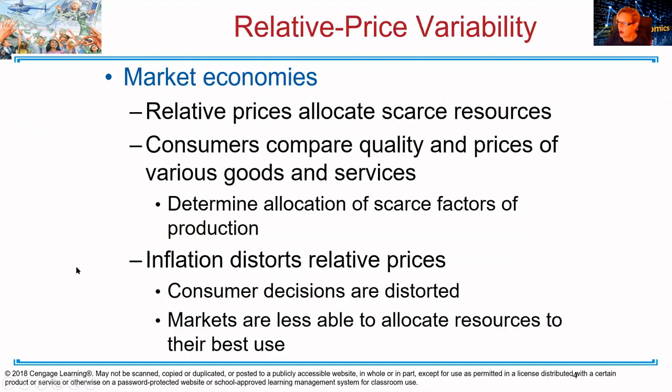Okay, the third cost is what we call a distortion of relative prices. Now what does this mean? When we talk about the three functions of money, a store of value, a medium of exchange, and a yardstick for measurement, basically what happens is as prices change because of monetary values changing, then we're not really sure how to allocate the scarce resources. So what essentially does that mean?